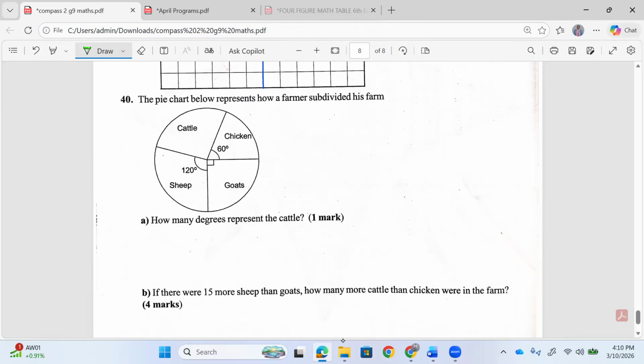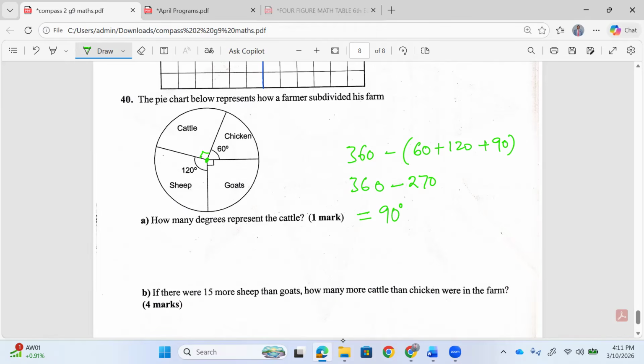Remember, at the center of the circle, all the angles should add up to 360. So 360 minus the ones that we have, 60, 120 and 90. So 360 minus the addition of all this, 60, 120, 90. This gives us exactly 270. So that the angle that represents cattle becomes 360 minus 270, which is exactly 90. So cattle is also 90. Yeah, like that.